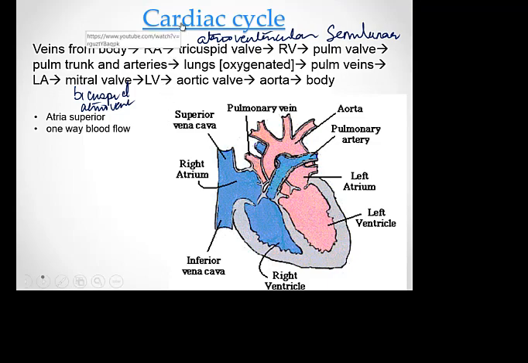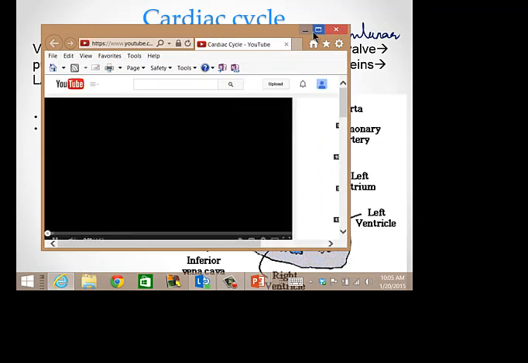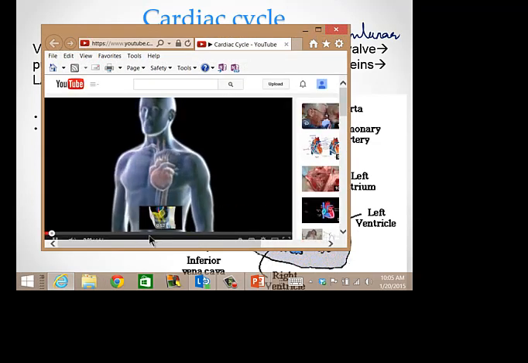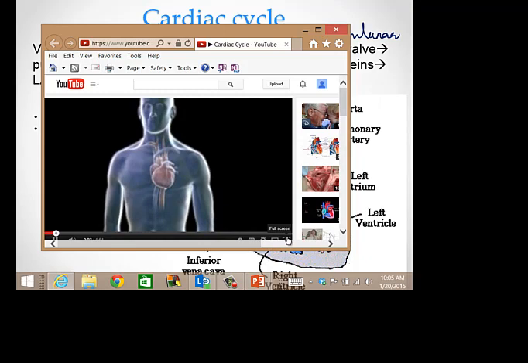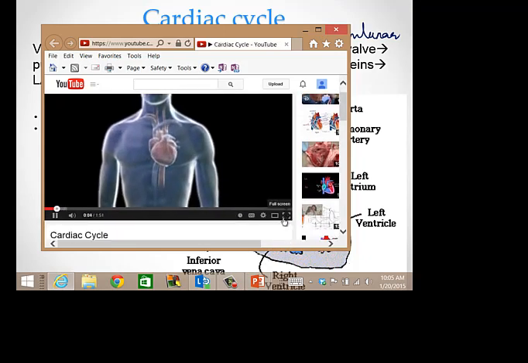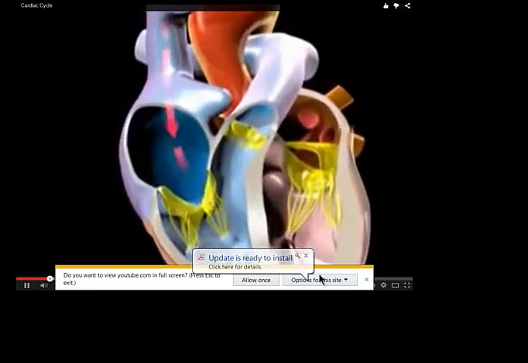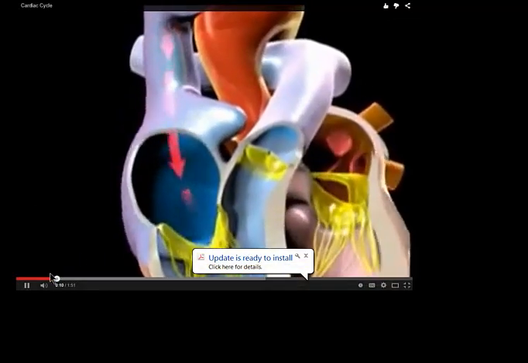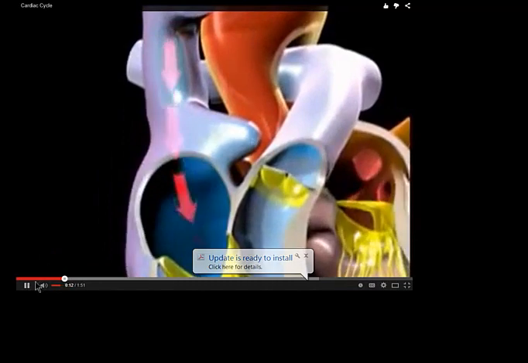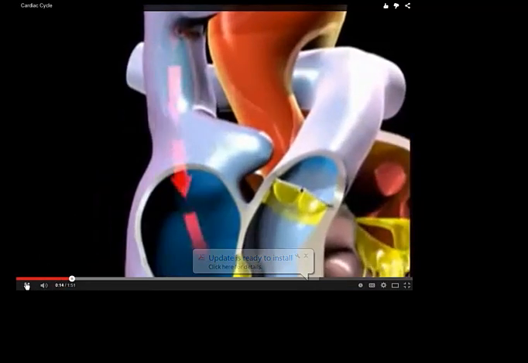So let's take a look at this cardiac cycle. The heart is a pump which must circulate blood through two different but interconnected vascular systems. The smaller of these systems is the pulmonary system. Blood returning from the upper part of the body is delivered to the right atrium of the heart by the superior vena cava.